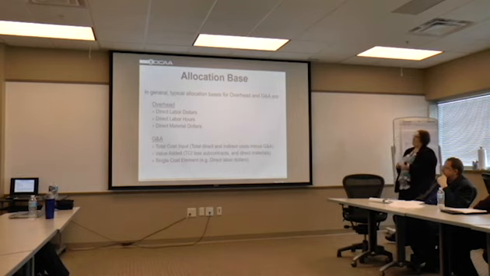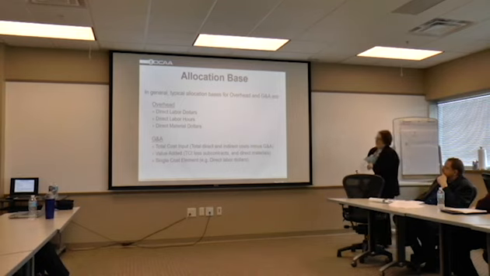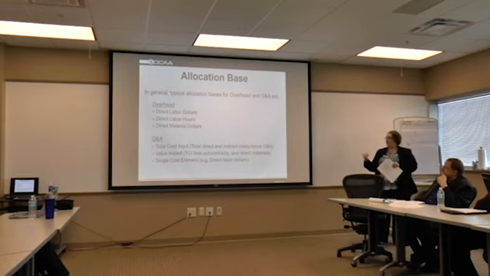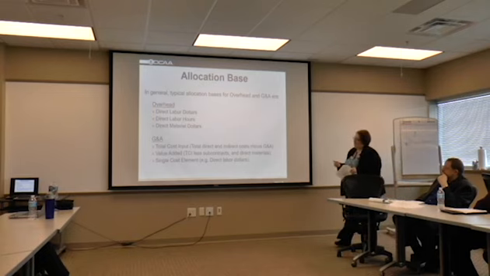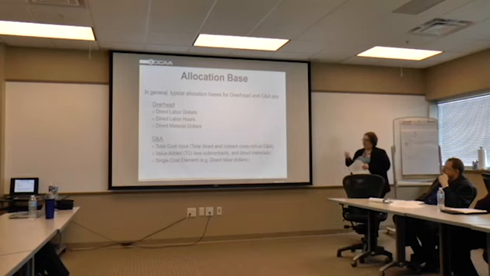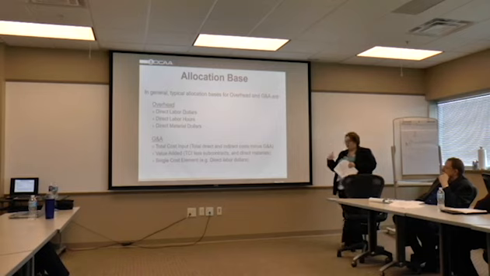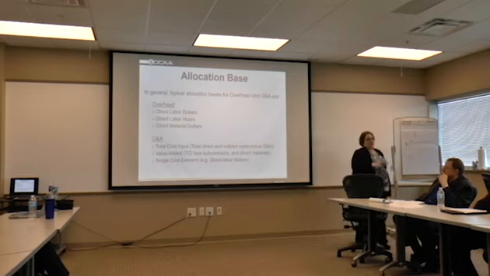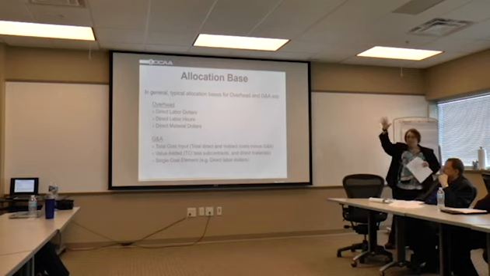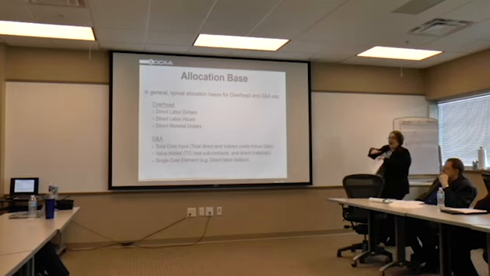So, in general, typically allocation bases for overhead and G&A, maybe things like I've talked about so far, are direct labor dollars, direct labor hours, direct materials. For G&A, there are 3 different types of bases. The total cost input base would be all your direct and all your indirect costs minus your G&A costs, because those have to be in the pool. So those are what you're allocating out.